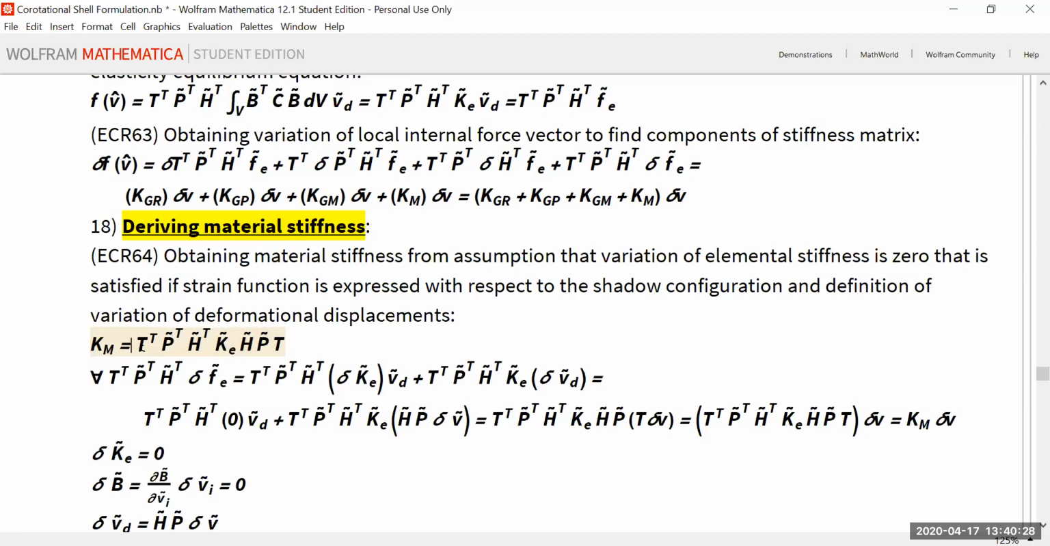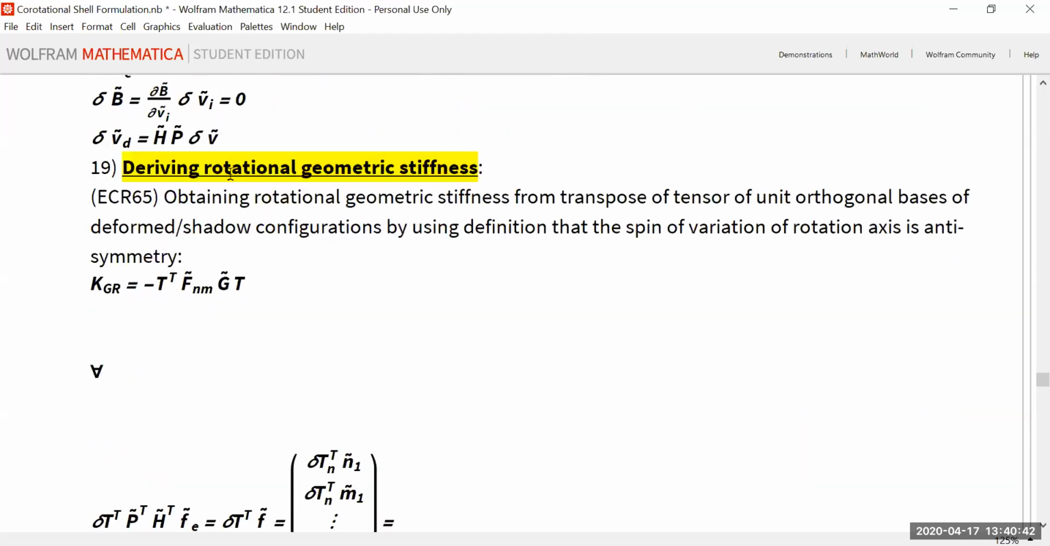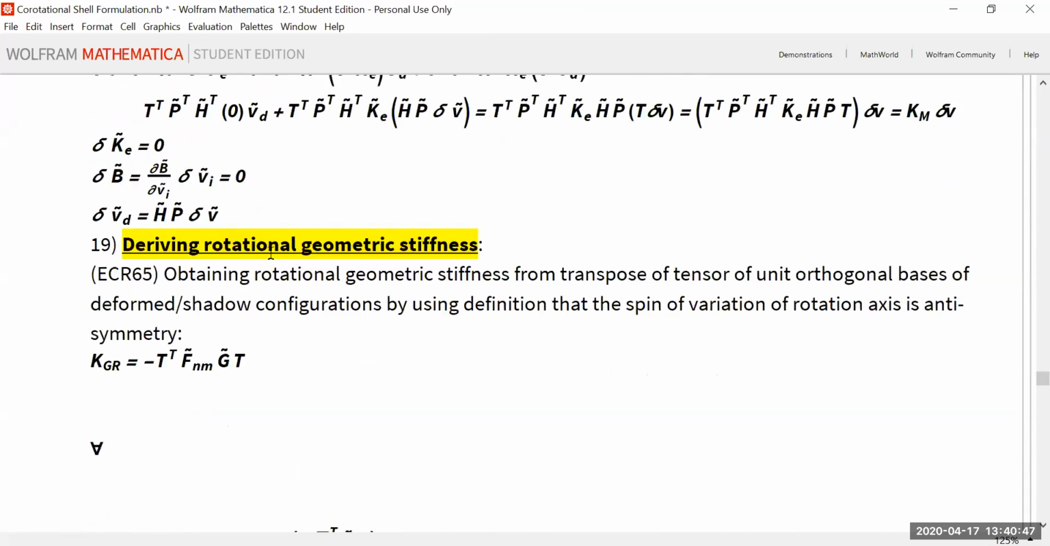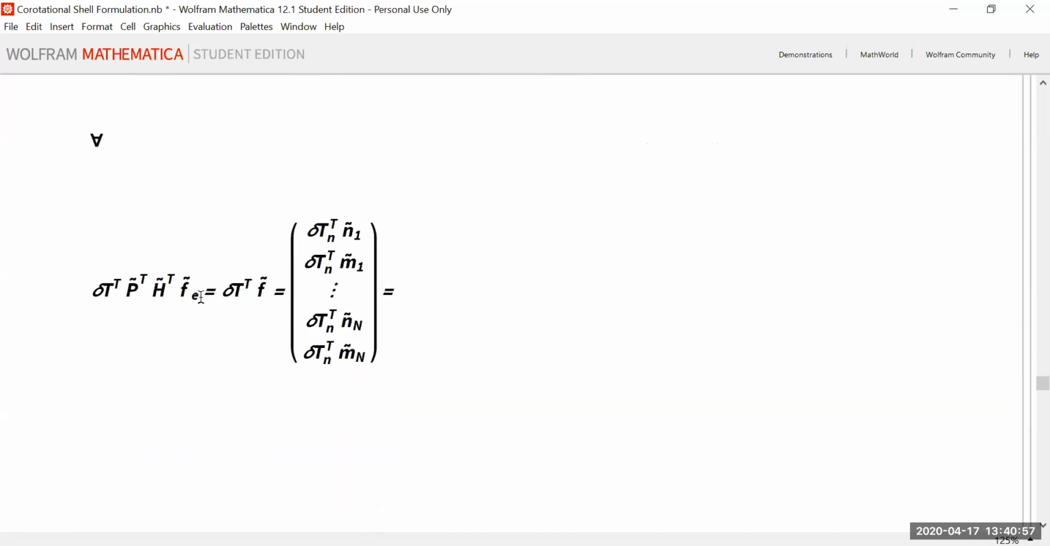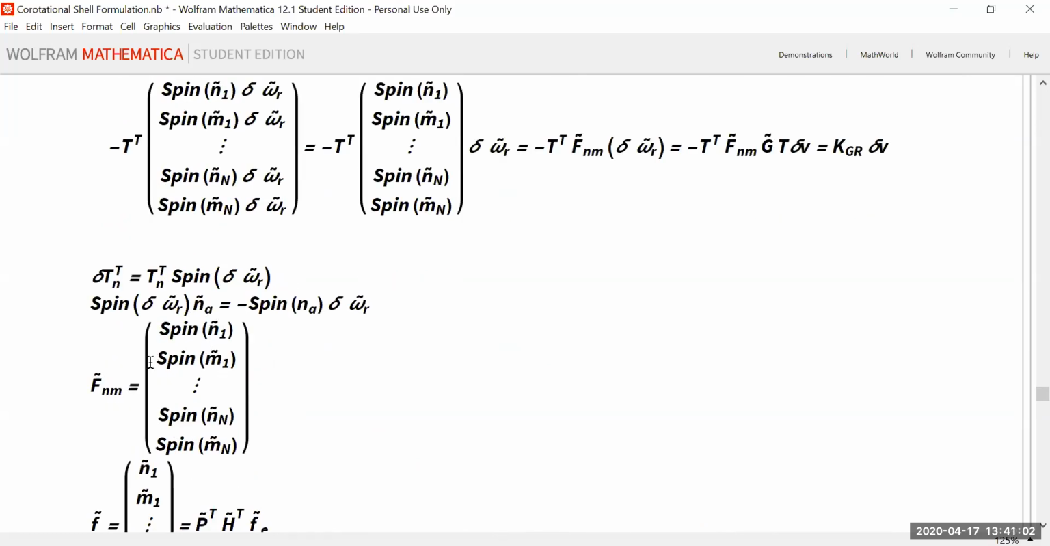And then the common thing with these stiffnesses is just these mapping terms, the T, and then transpose of the T. And you're going to see that that's going to factor out for all of them. And then the second stiffness is the rotational geometric stiffness, KGR, and then you're going to have these terms. So the G here. Oh yeah, I didn't talk about this F term, but this F term is just your spin vector.